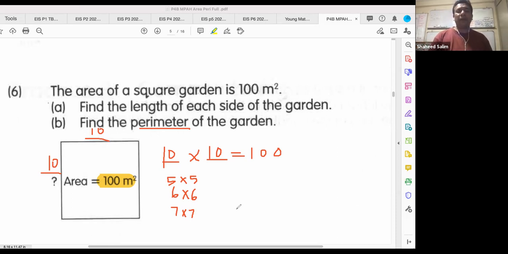So Neris, you find the perimeter. You know the perimeter is this. This is the 10, 10, 10, 10. You can find the perimeter, Neris. Come on, Neris. The perimeter is the outside part. Come on.